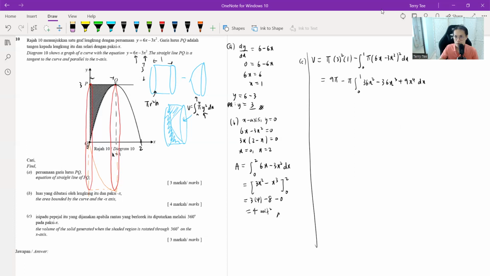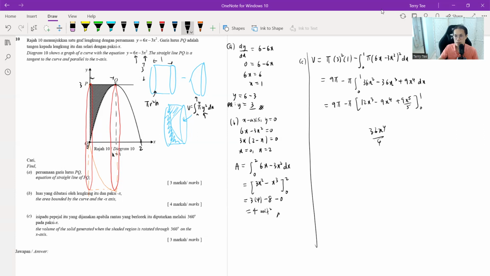Next, I'm going to simplify this further. This 9 pi. When I integrate this, I get x power 3, 36 divided by 3. You got to divide by 3. 36 divided by 3 is 12. Right? Let me write nicely. 12x cubed. This 36x power 4 divided by 4 gives us 9x power 4. And this is 9x power 5 over 5. Lower limit is 0. Upper limit is 1.